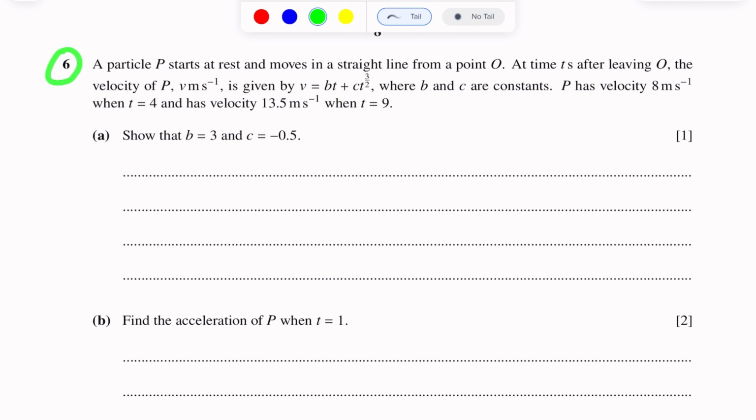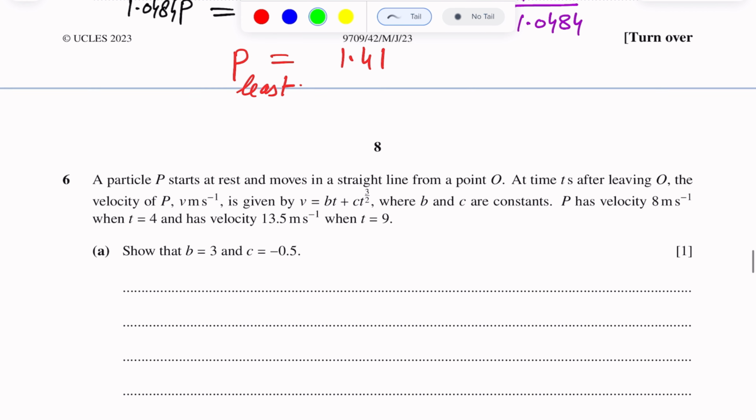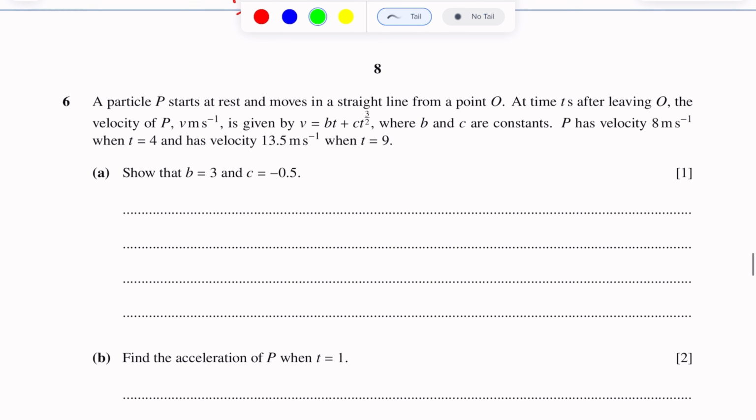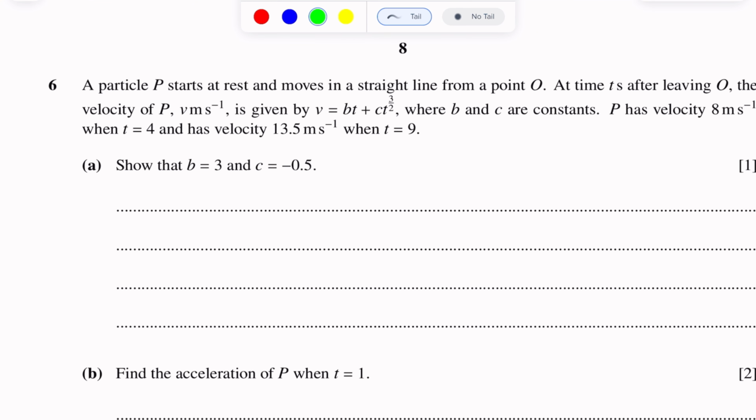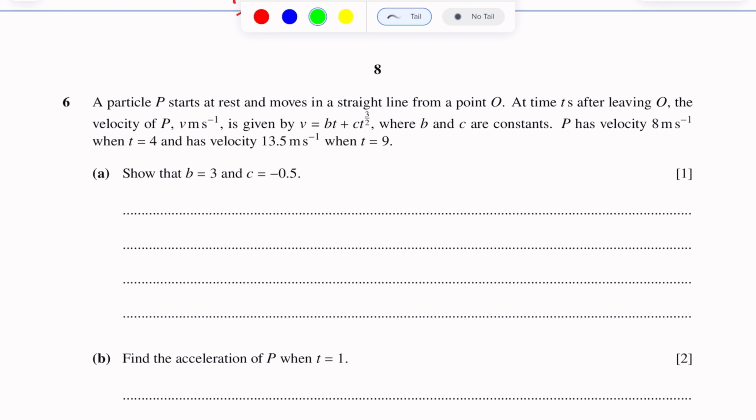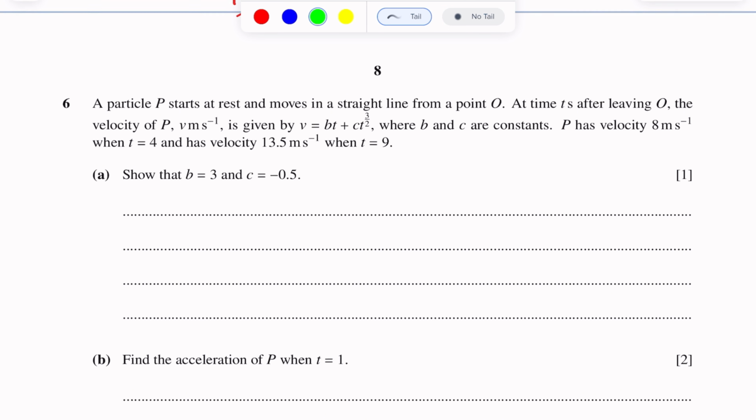Question number 6. This question is of kinematics of motion in a straight line. In this question, there are two concepts: the concept of differentiation and integration lies in this question. The topic is kinematics of motion in a straight line. We use here the concept of differentiation and integration.